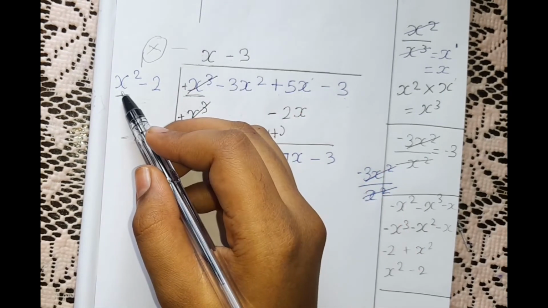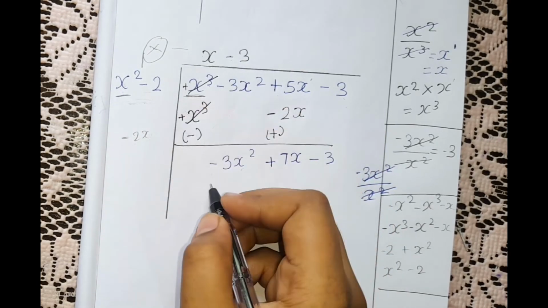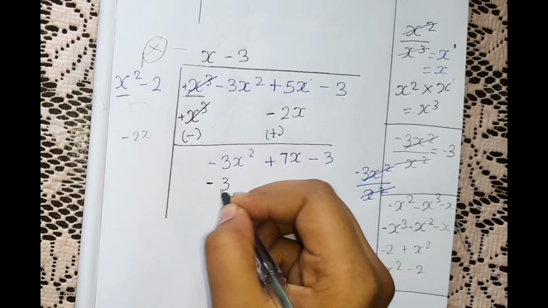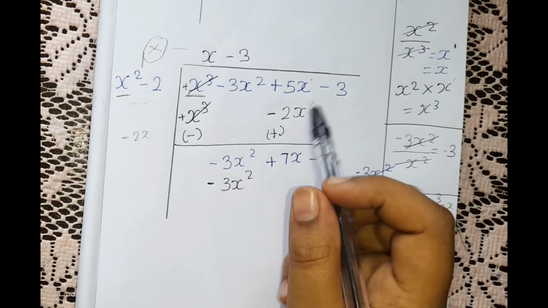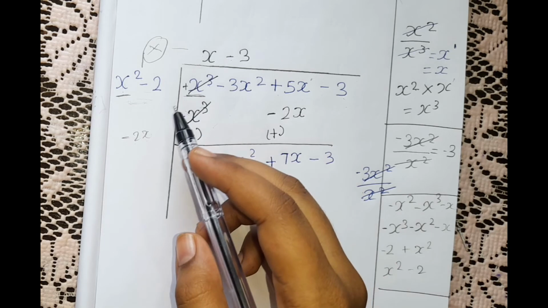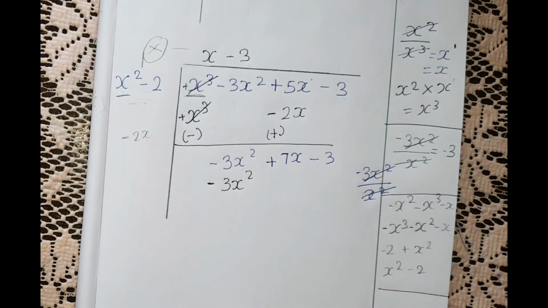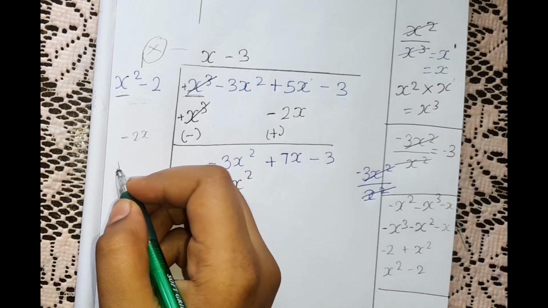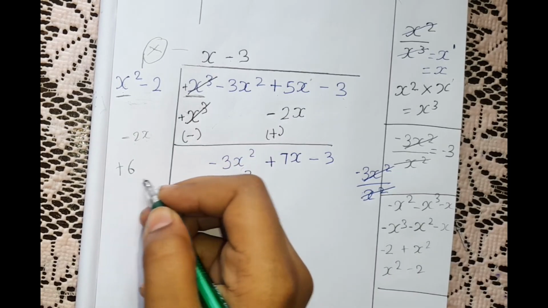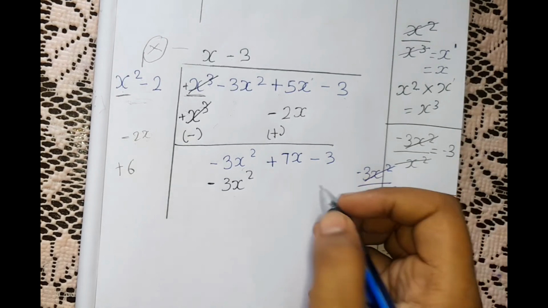Minus 3 into x square is minus 3x square. Why? Because minus into plus is minus. Let me just write minus, and 3 into x square is 3x square. And then minus into minus is plus, and then 3 into 2 is 6. Am I right? So let me just write it. So minus into minus is plus, and then 3 into 2 is 6. Now we got plus 6. So this is a constant term. Then we are supposed to write the constant term down right over here.